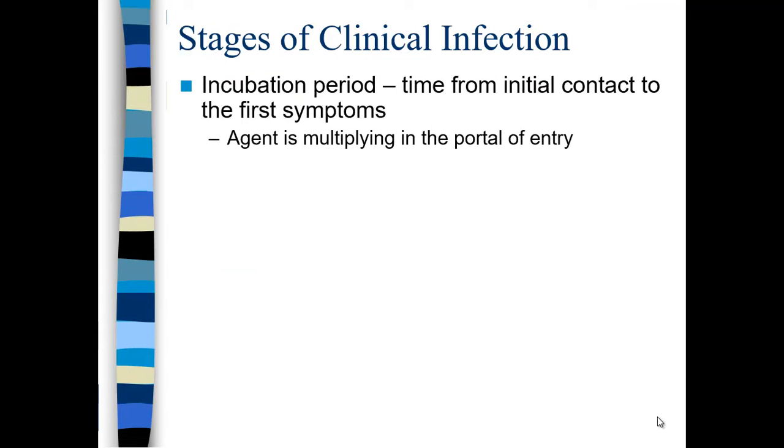Now, we should talk about the different stages of a clinical infection. These are the different portions that primary care providers will identify to know what stage their patient is in for a particular infection. The incubation period is the time from initial contact to the first symptoms. In the incubation period, most, if not all, patients do not know that they've got a clinical infection. The agent is multiplying in the portal of entry and has not become systemic yet, so there are no symptoms.